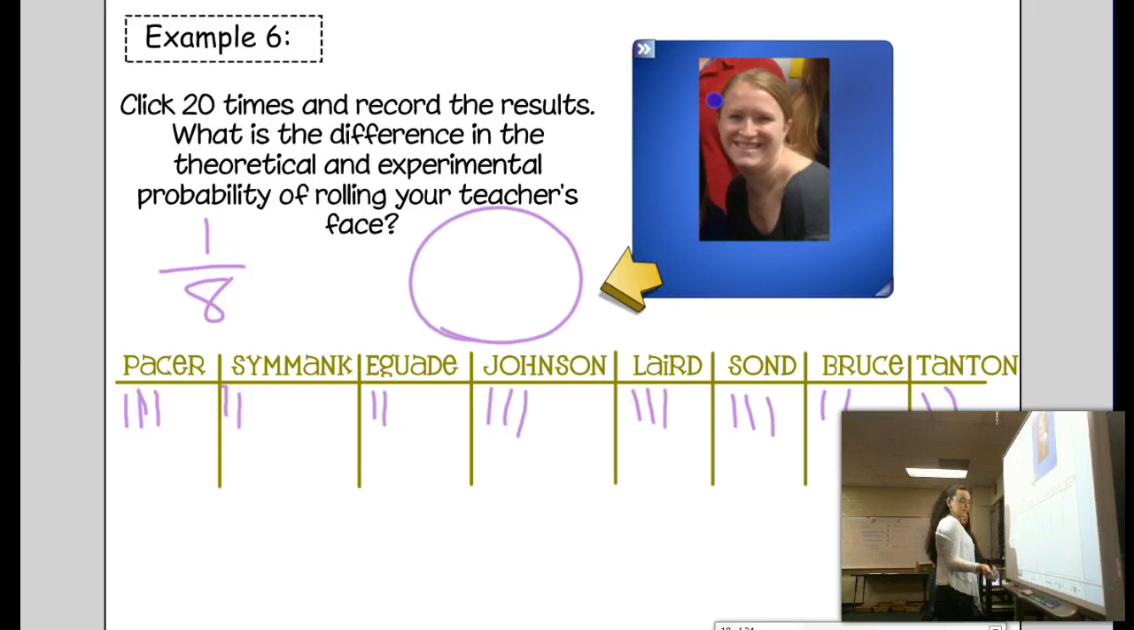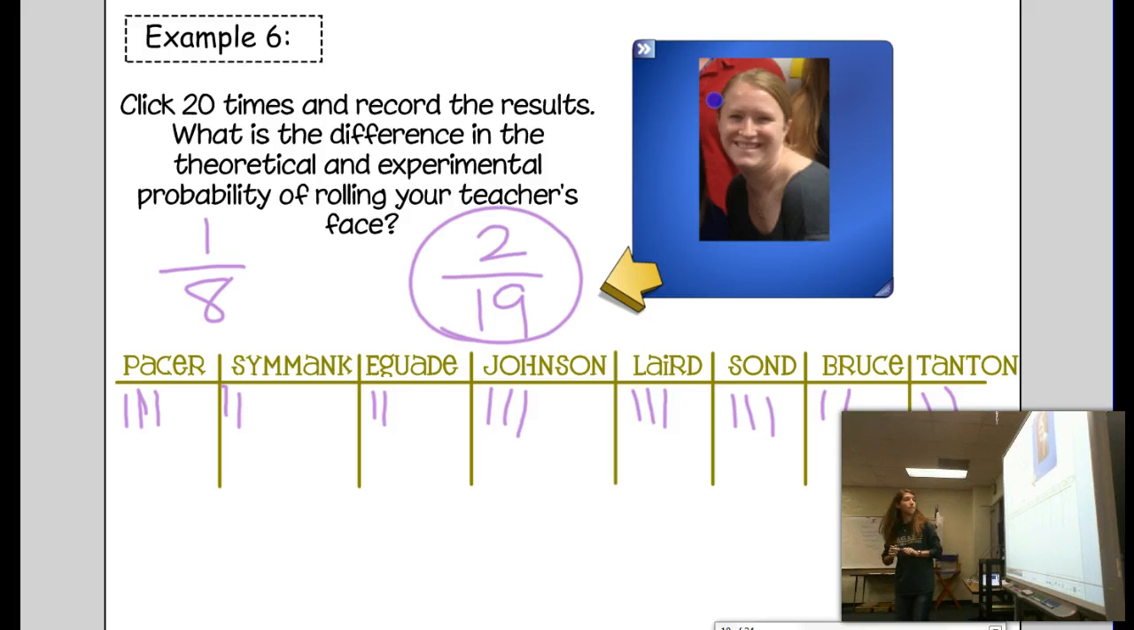Johnson. Wow, okay. So at least every teacher got clicked at least once. That's good. So what's the experimental? Did everyone get to click it? So we said there's 19 people in here, right? So 19 people was our denominator. And how many times did we click Tanton? 2. So I want to know what this is as a percent and what this is as a percent. Let's see how close we got to the real thing.